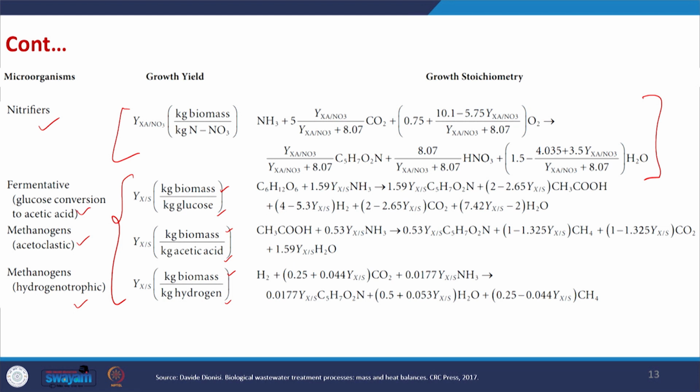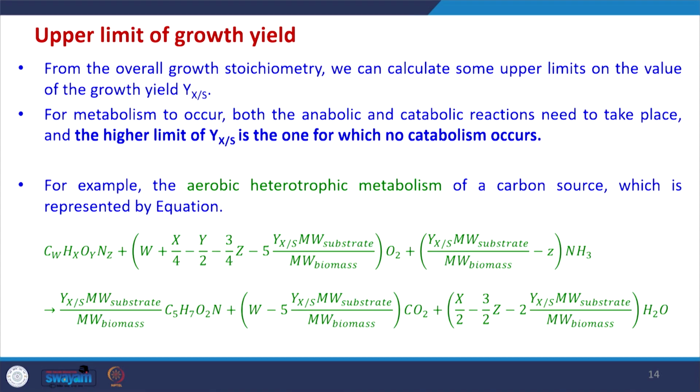So, using the growth yield definitions we can write the overall growth stoichiometry under various microorganisms' operation. Now, there is another important piece of information that we can gather from these equations, which is the upper limit of growth yield. We have written so many equations. Now, can we find out the upper limit of growth yield using these equations?